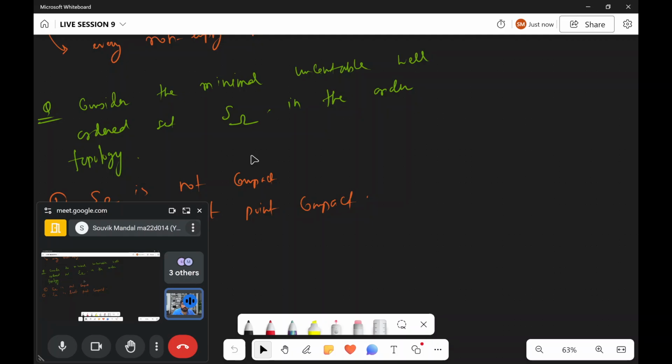So this is the definition of S omega. Now try to show that it is not compact but it is limit point compact. Try to think about it and let me know the argument. I shall be back after a few minutes. In the meantime, please think about it.